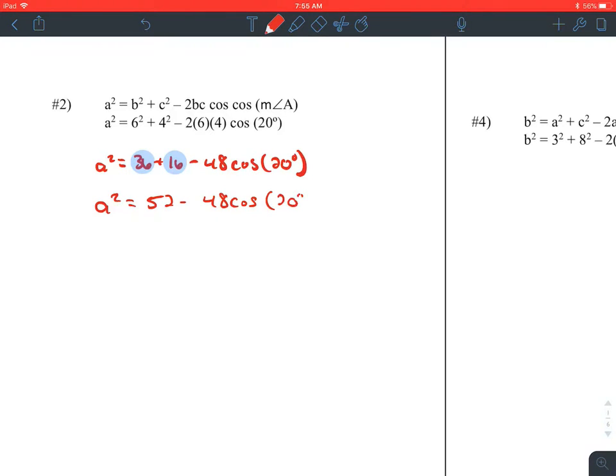The right side is as simple as we can get without rounding. There are two terms, 52 and 48 cosine of 20. There is no way to combine those in any way, shape, or form. To get a by itself, we're going to get rid of the squared by square rooting both sides. Anytime we take an even root, we're going to get plus or minus.